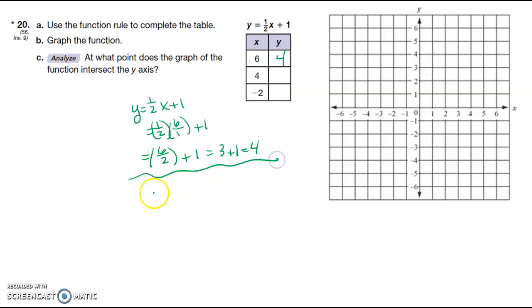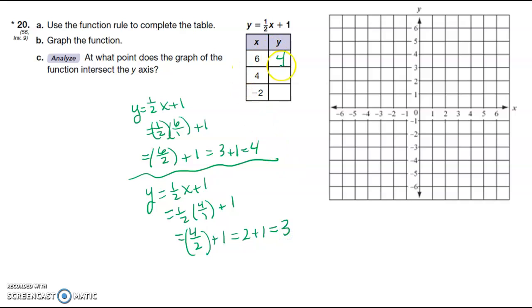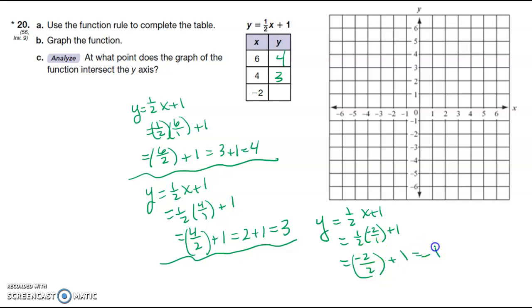Okay. y is equal to 1/2 x plus 1, 1/2 of 4 over 1 plus 1. So this is 4 over 2 plus 1, which is 2, plus 1, which is 3. And the last one, y is equal to 1/2 x plus 1, and we want to plug in -2. So I have -2 over 2 plus 1, which is -1 plus 1, which is 0.